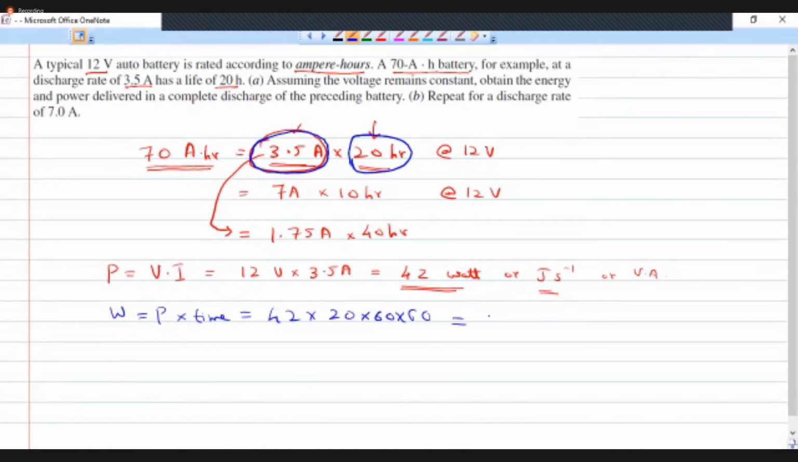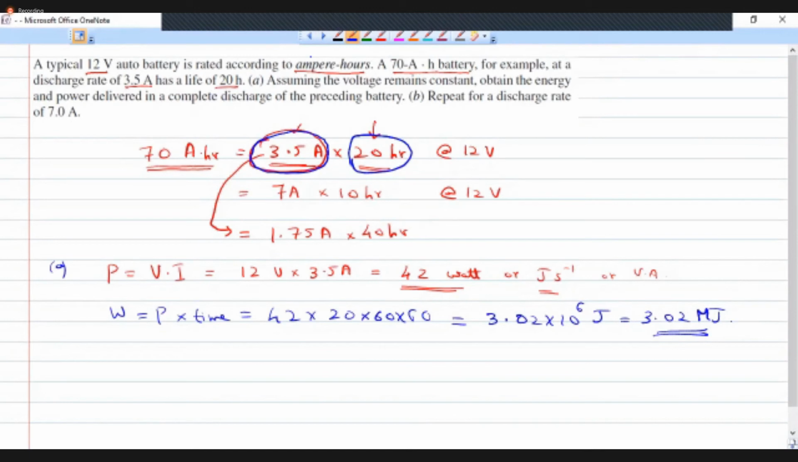I got this as 3.02 into 10 power 6 joules. Okay, it is 3.02 megajoule. Now, this is part A.